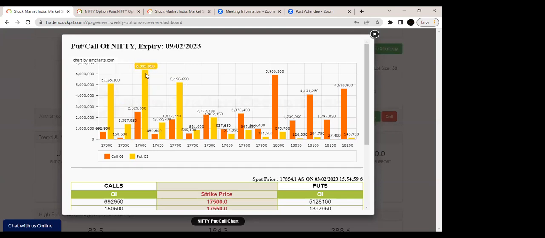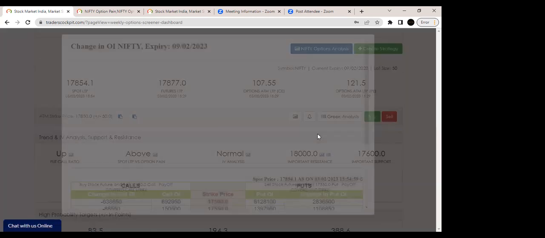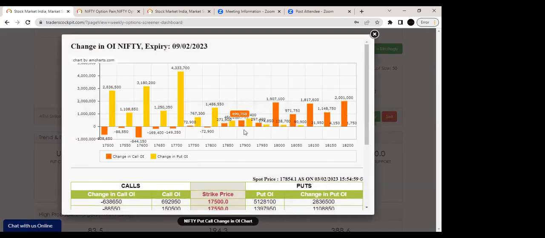This acts as a support, in this way. And we can see this 18,000 is acting as a resistance as of now. And the next one, if you see, this is the change of open interest in the intraday setup, where you can see the change of open interest.